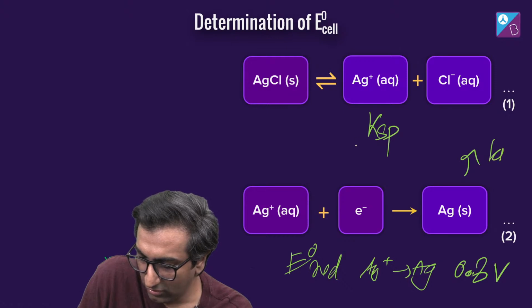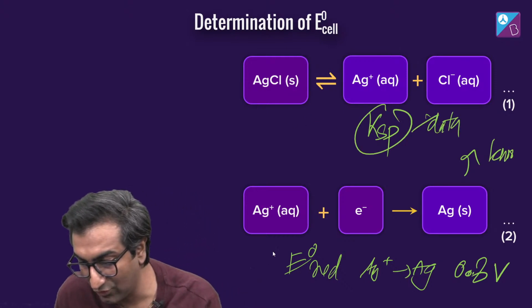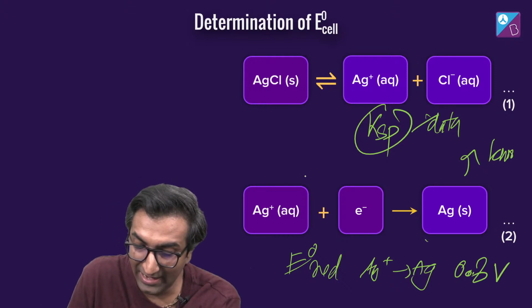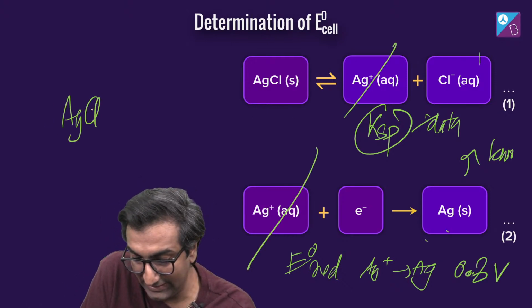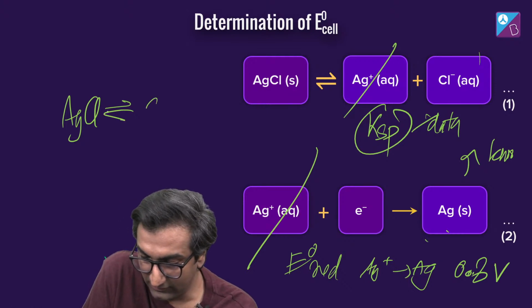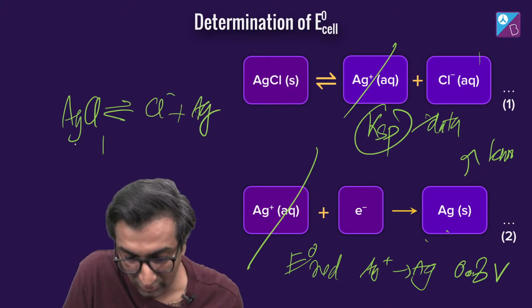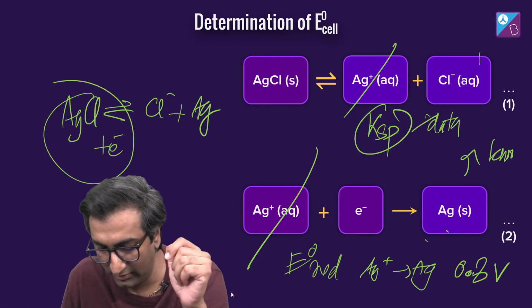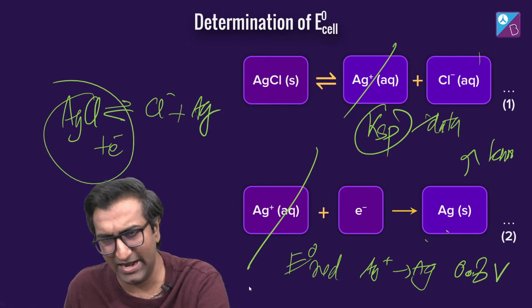This also I know KSP value from data, I know this, and using both of these, अगर मैं इसको add करूं तो क्या हो जाएगा? If I add both of these, you see Ag plus gets cancelled, and what I get is AgCl giving me Cl minus plus Ag. And note, यहाँ पे एक और electron, right? So this is a half cell.